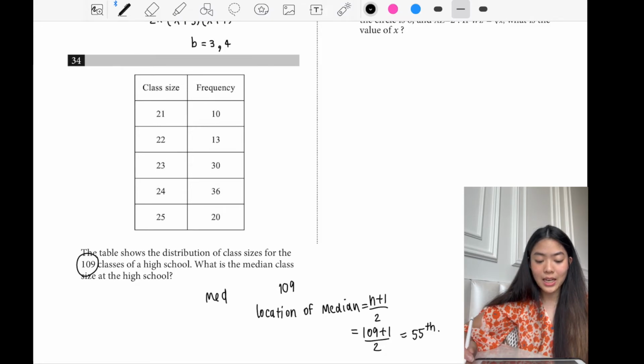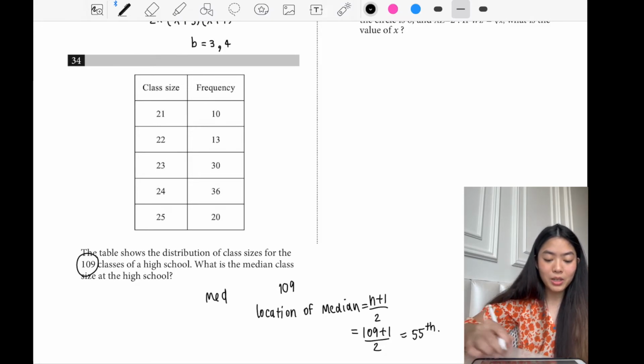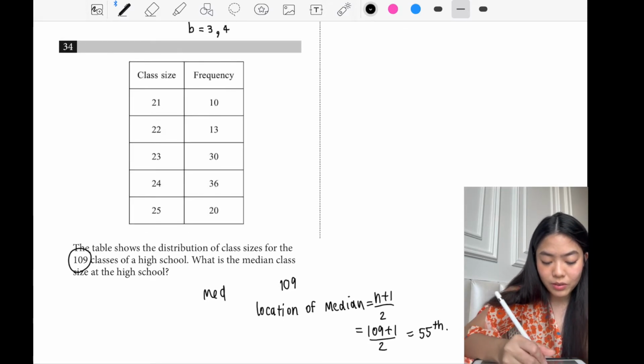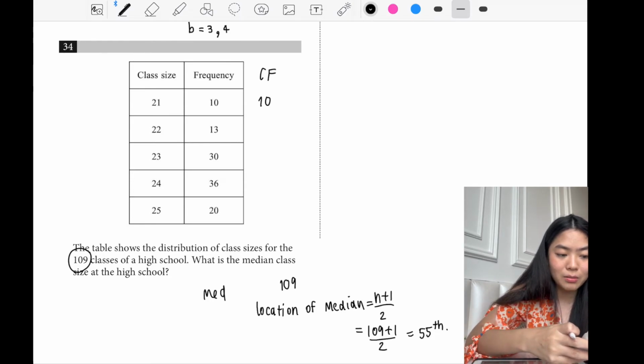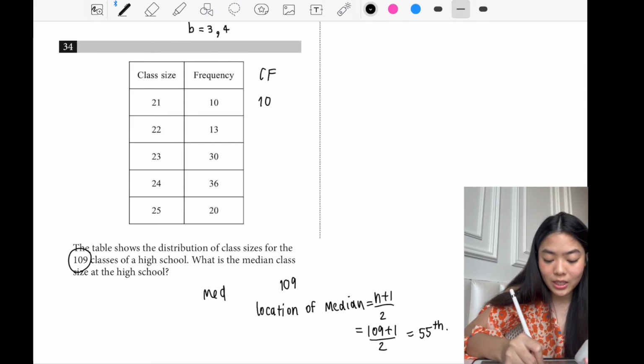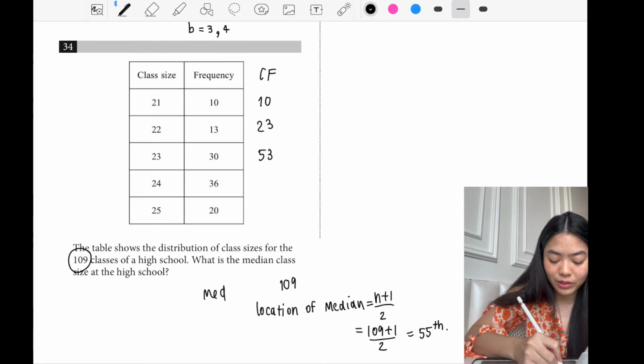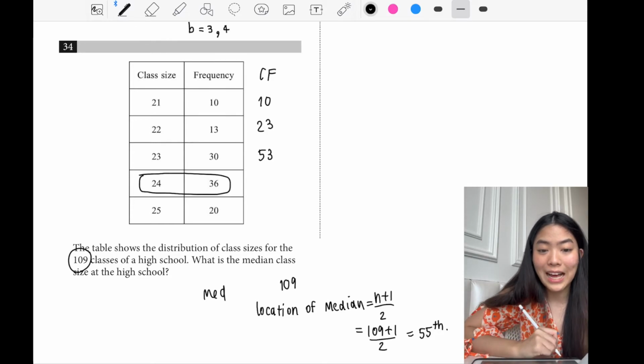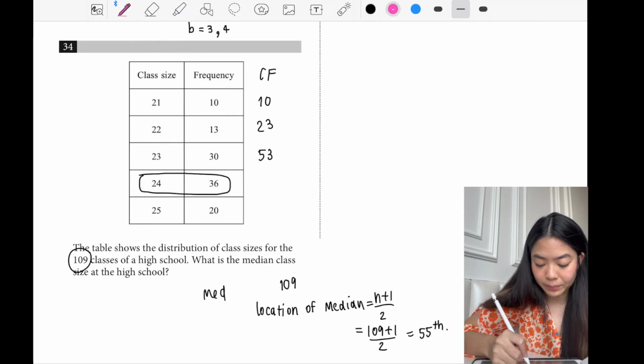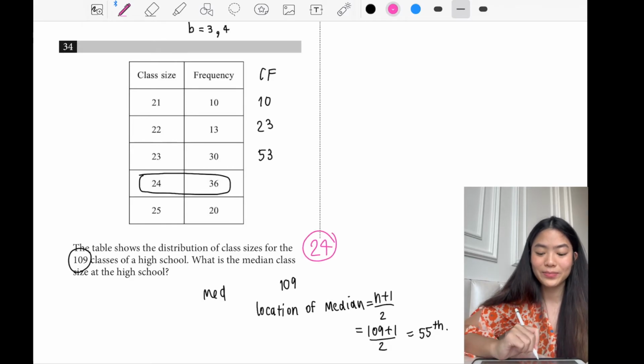55th data point. So which one is the 55th? We can find the cumulative frequency by adding up quickly. 10 plus 13 is 23, and then add another 30, which gives 53. Therefore the 55th would be a class size of 24. 24 would be the answer. Okay.